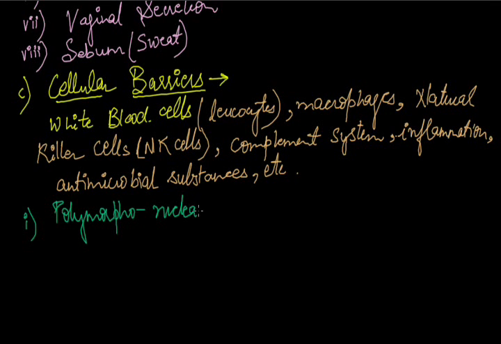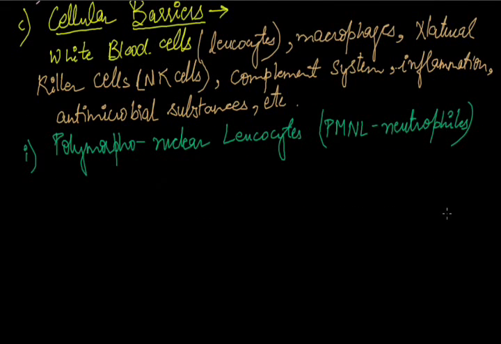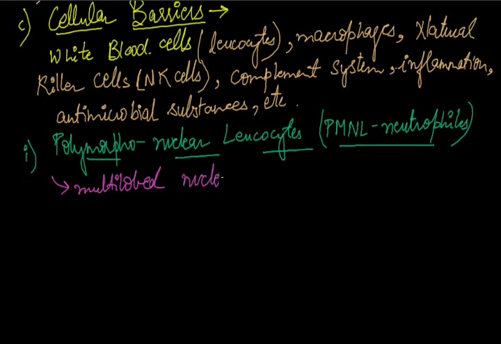polymorphonuclear leukocyte. These are also called PMNL or neutrophils. Polymorphonuclear leukocyte means these are the polymorphic nuclear white blood cells which can change their nucleus structure. They have a multi-lobed nucleus. That's why they are known as polymorphonuclear.